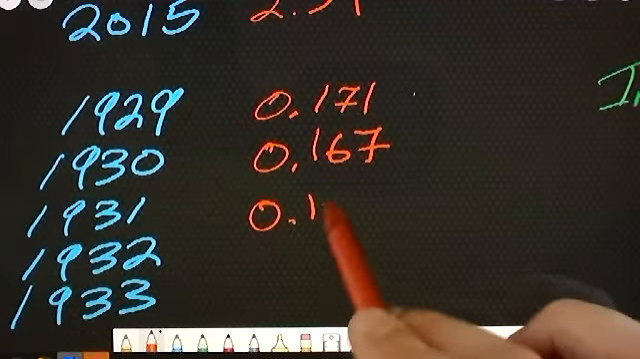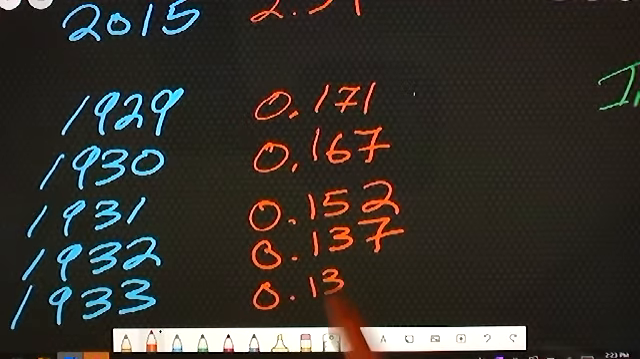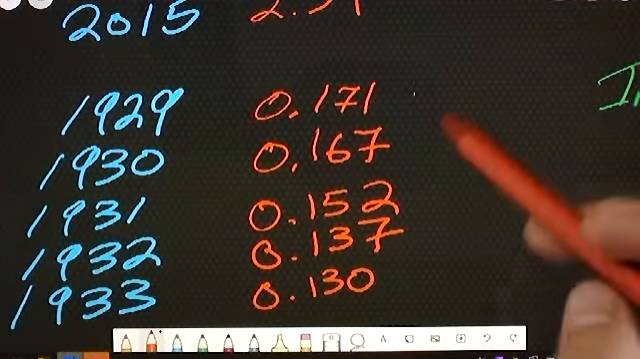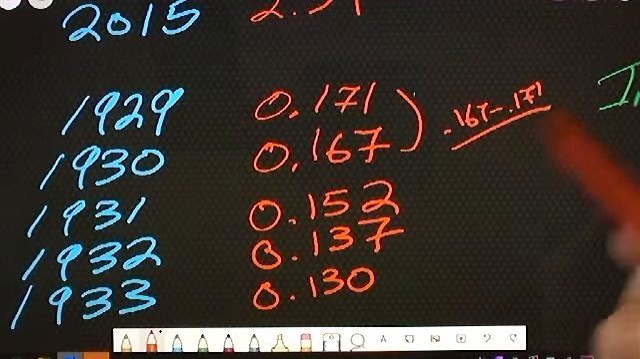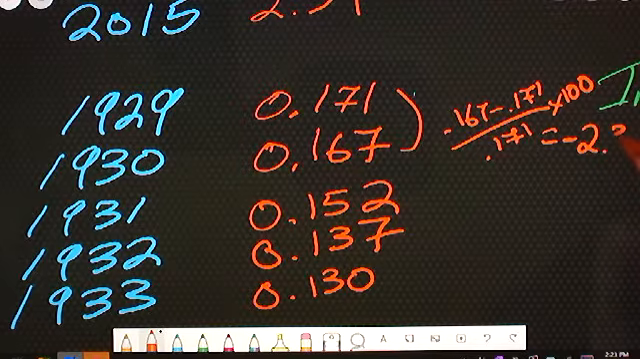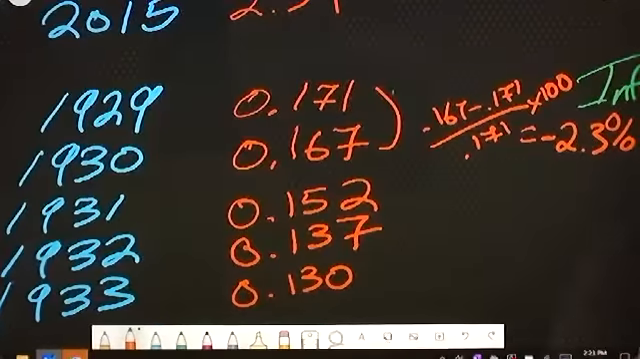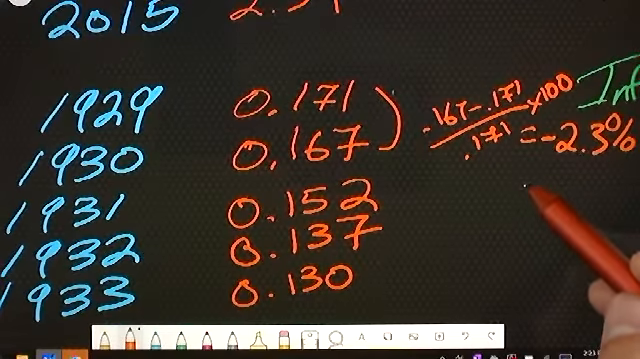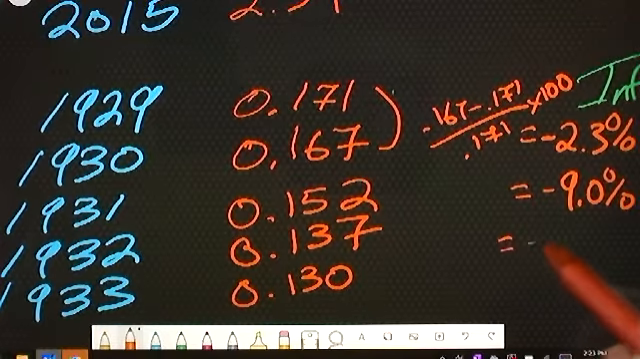It goes to 0.167, 0.152, 0.137, and 0.130. So doing that same kind of calculation, we get 0.167 minus 0.171. That's going to be a negative number on the top, divided by 0.171, and then we multiply that whole thing by 100. That's going to give me a negative 2.3%. And so we see that the 1930s, at least the beginning, was a period of deflation, where every year the price level was getting lower and lower.